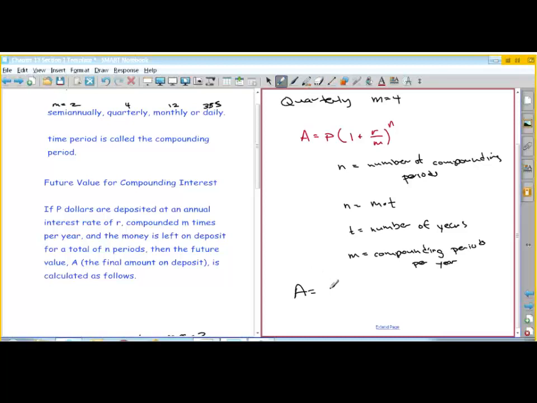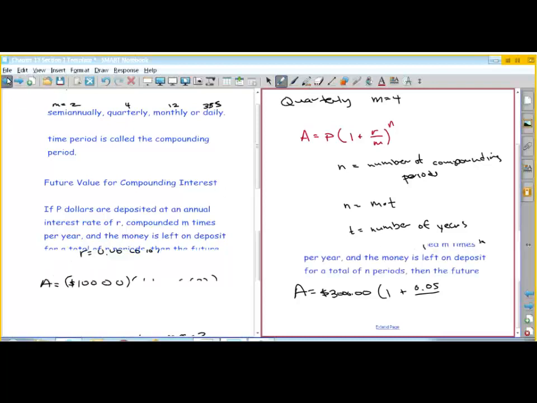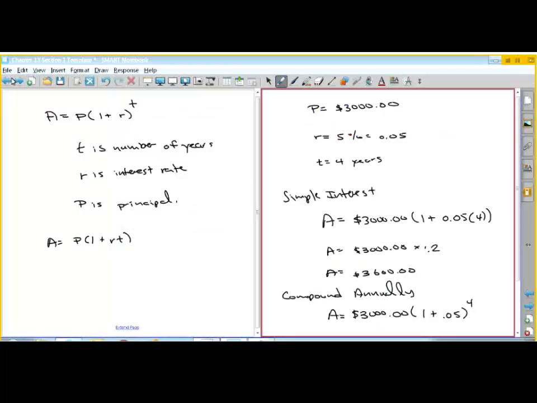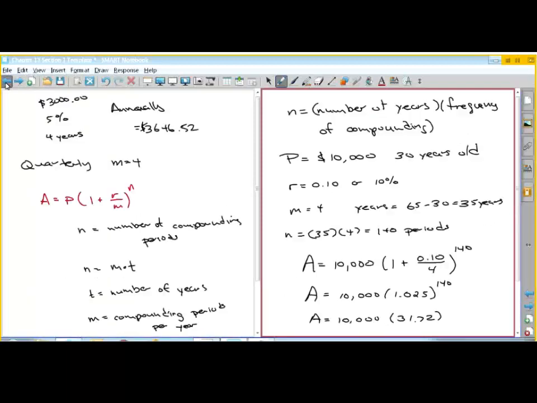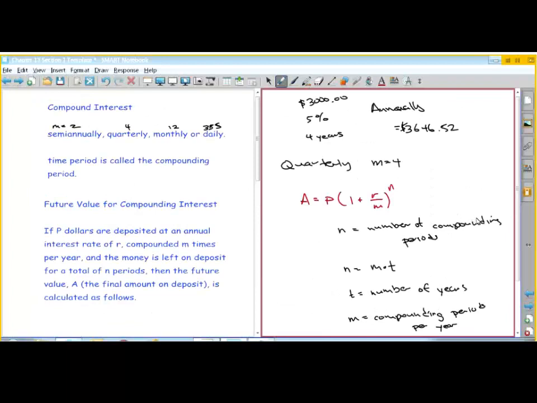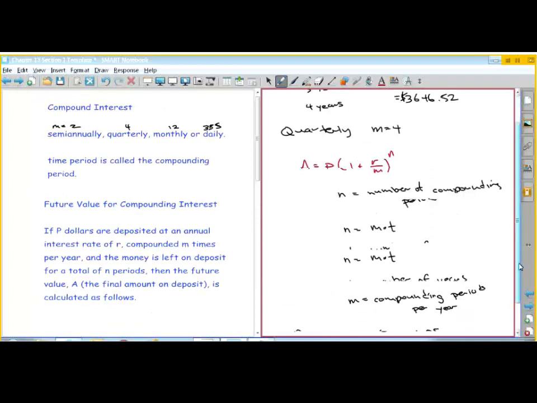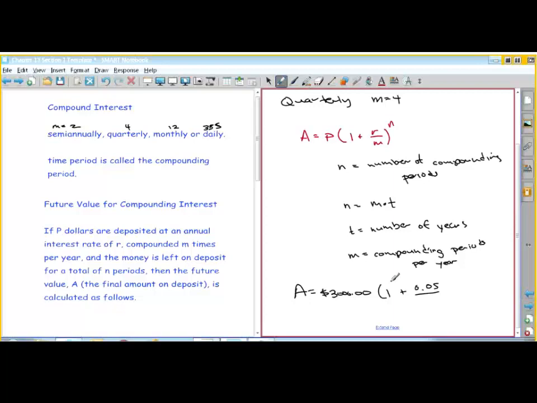So let's plug the numbers in. For quarterly, we still have our $3,000 to start with. Then you have 1 plus the interest rate, which was 5%, 0.05, divided by, was it 0.05 or 6? I can't remember now. Let me make sure I did that right before we go any further. 5%, yeah, so we did 5%. Okay, let's see, where am I? Here I am. So that's the yearly interest rate.